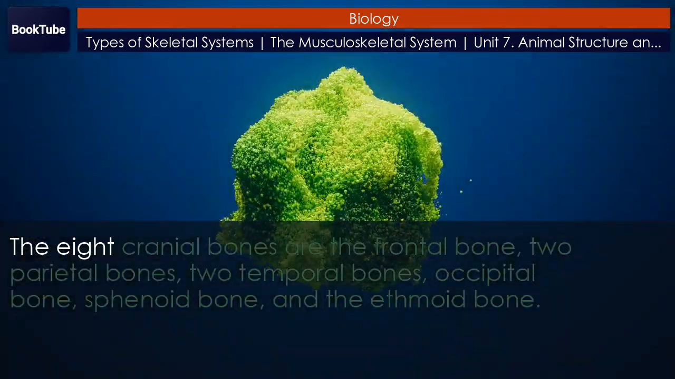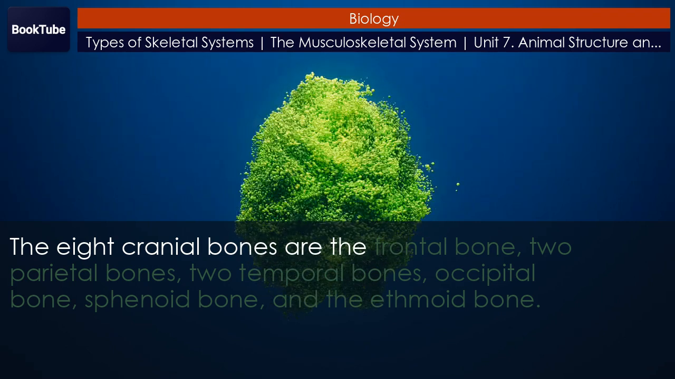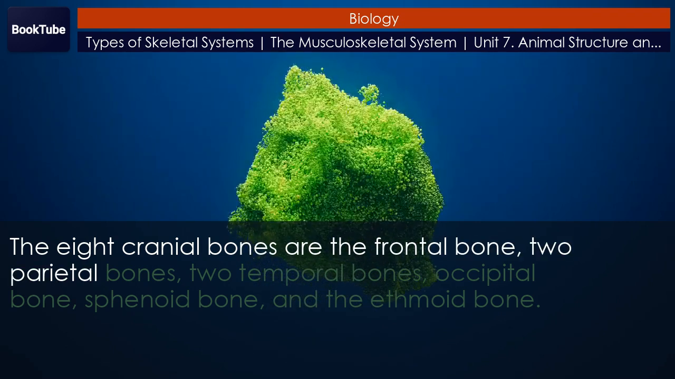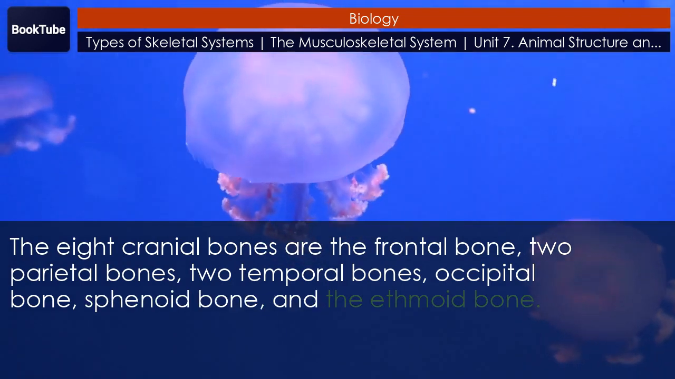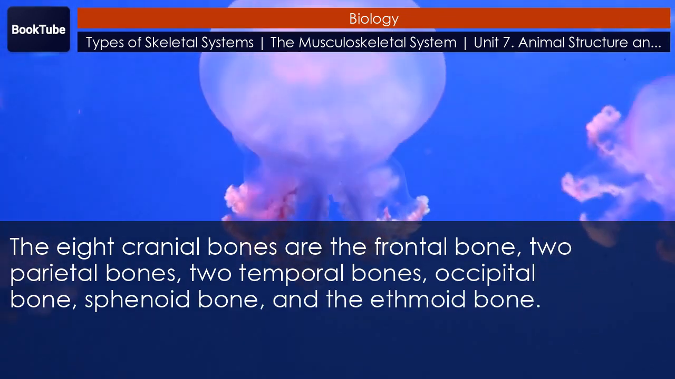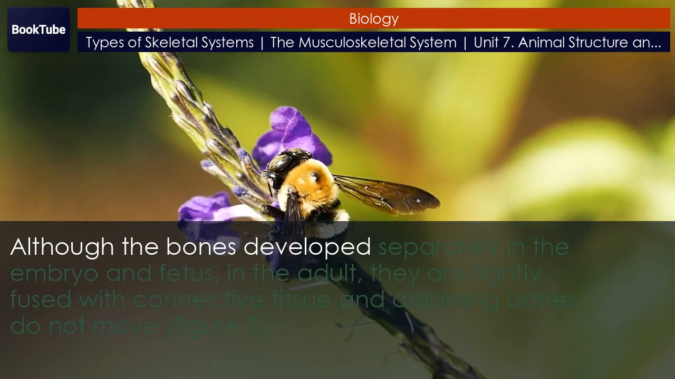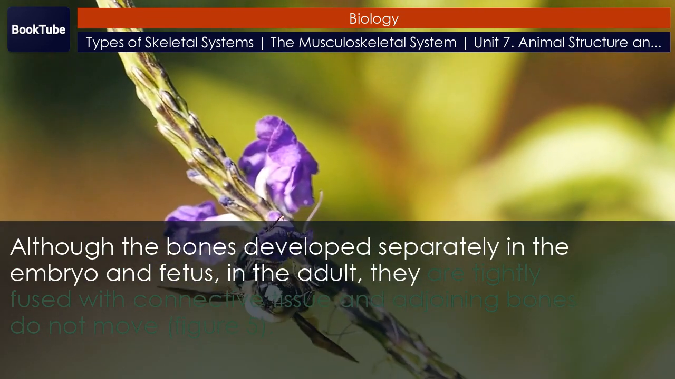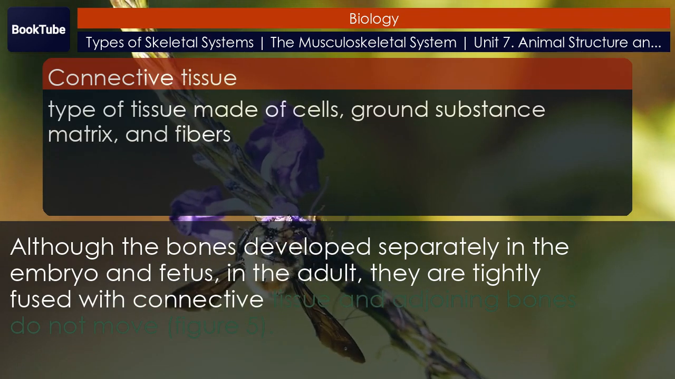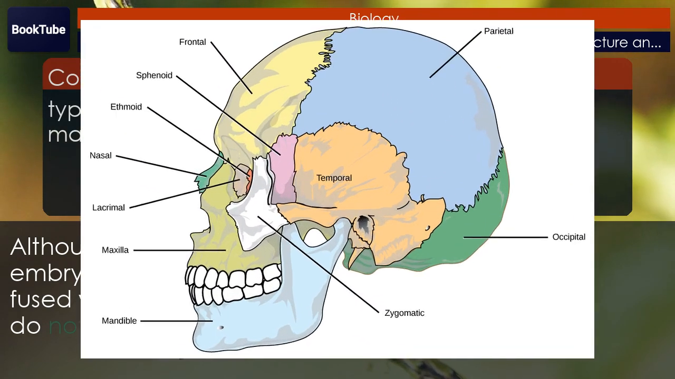The 8 cranial bones are the frontal bone, 2 parietal bones, 2 temporal bones, occipital bone, sphenoid bone, and the ethmoid bone. Although the bones develop separately in the embryo and fetus, in the adult, they are tightly fused with connective tissue and adjoining bones do not move.